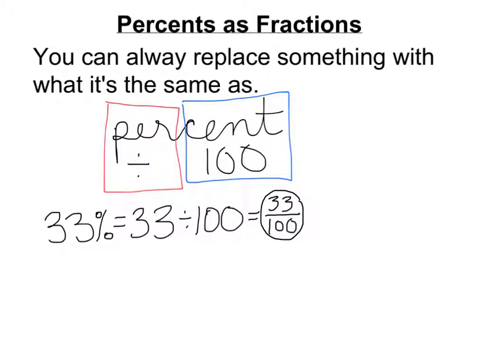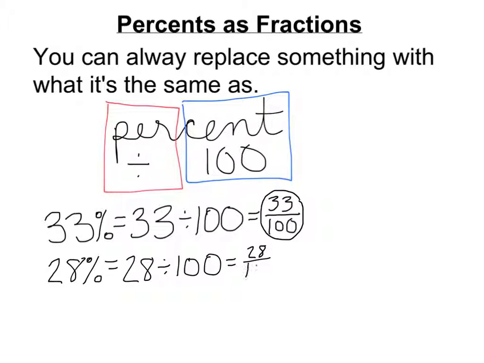This time, let's do 28%. The 28 is still 28, but percent can be replaced with divide by 100. Again, we're going to change our division problem into a fraction. And now I check to see, can I reduce this? Well, can't reduce it by 5, but I can reduce by 2. Now, just because I can doesn't mean I have to. I could look for something bigger, though.